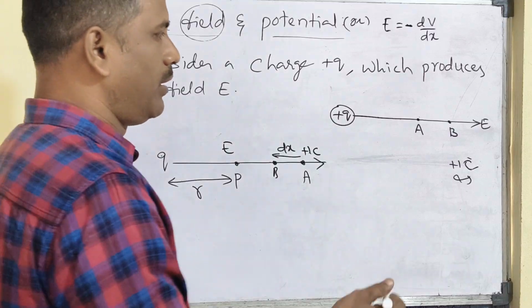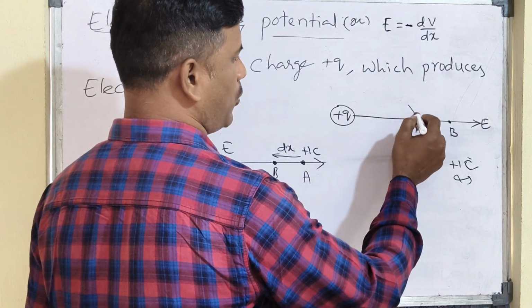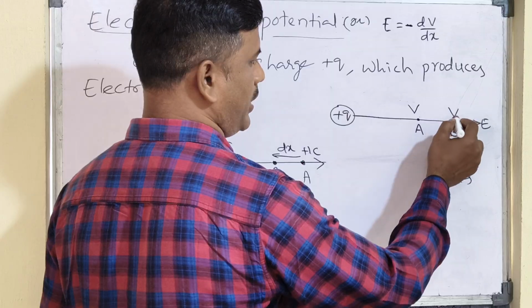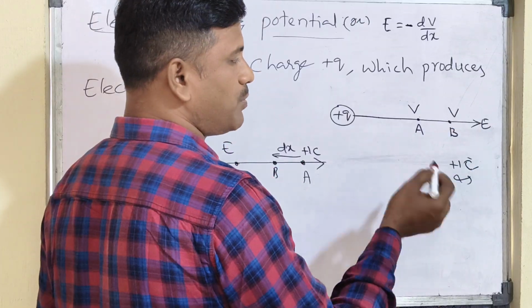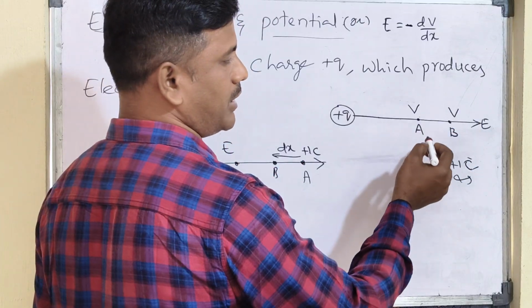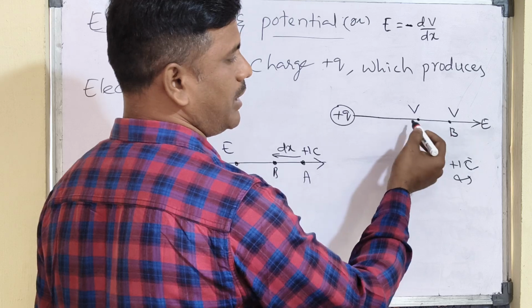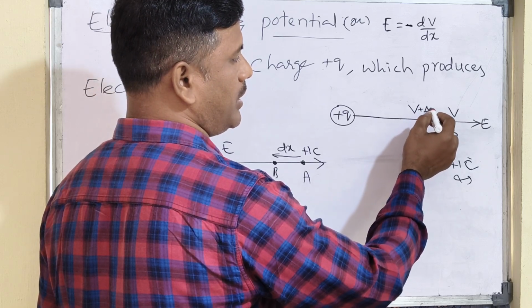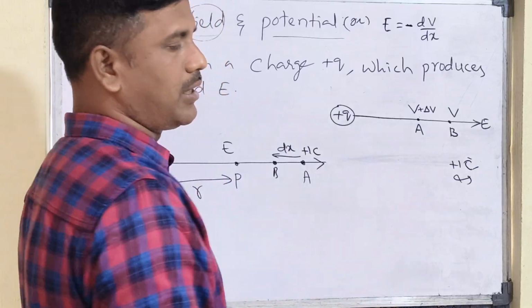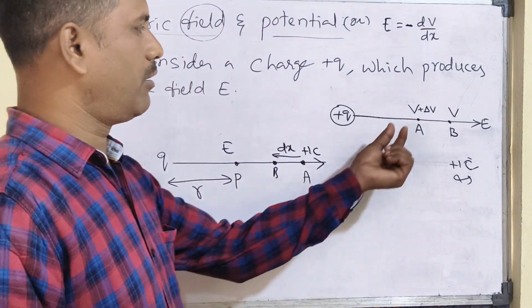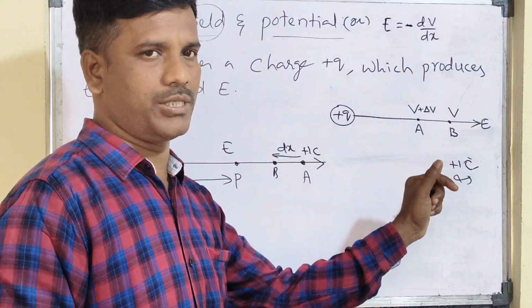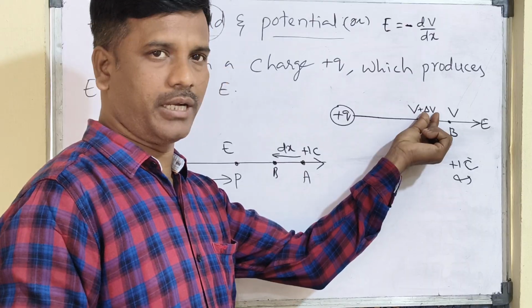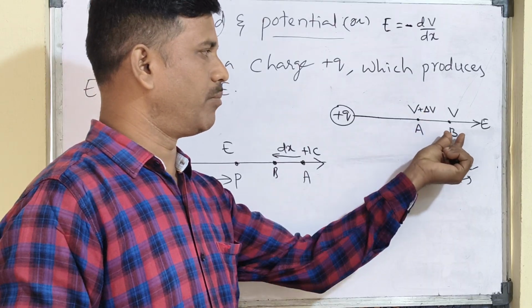Same like that, here the potential is V and here the potential is V plus delta V. Which potential is greater? The one nearby, so here it is plus delta V. Delta V means a small potential. The small potential is greater at point A compared to B.